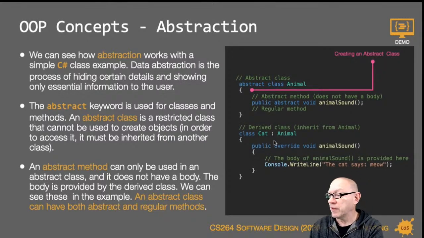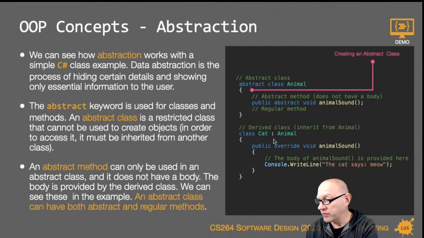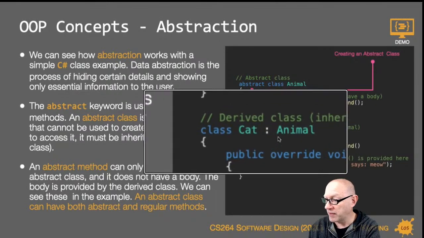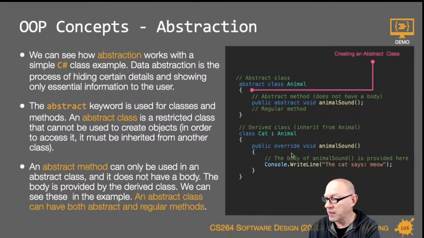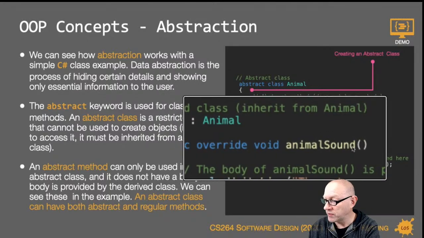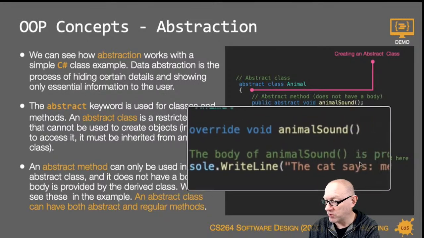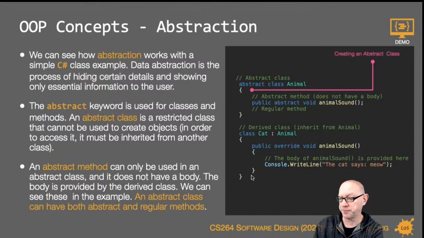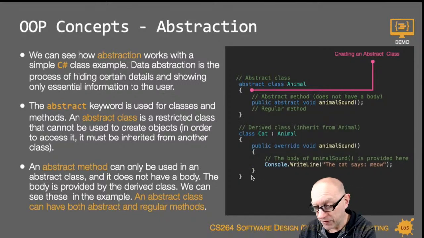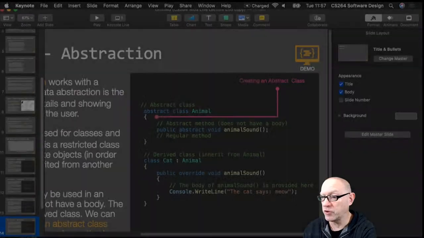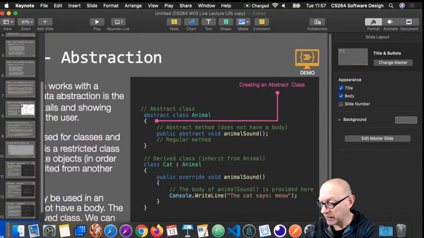So let's have our derived class, our subclass, class cat. Again, it's an animal. And so we're overriding this animal sound by giving explicitly what that method is, okay? And for the last time, we'll head over to Visual Studio Code and have a look at this.